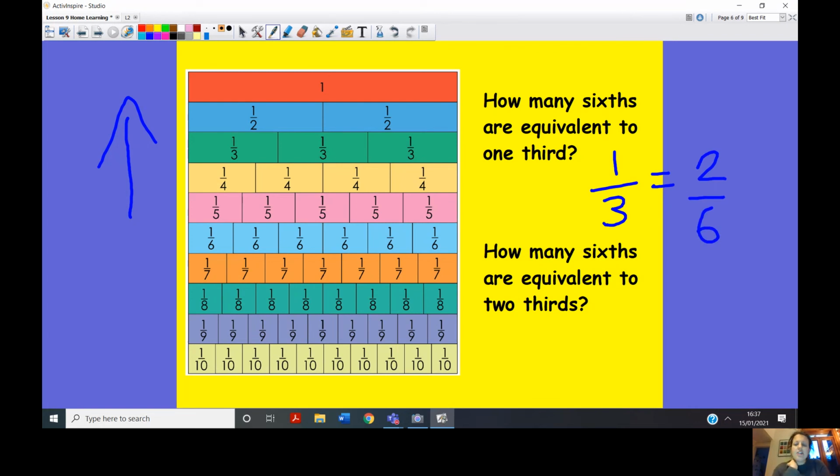How many sixths are equivalent to 2/3? Well, if you think about it, we know what 1/3 is in sixths. I wonder if we can work out what 2/3 are in sixths.